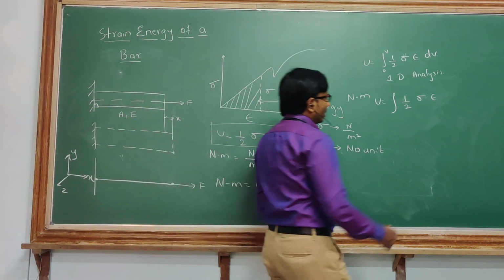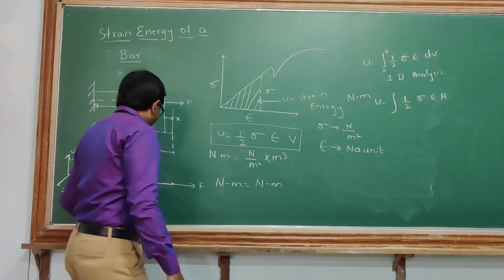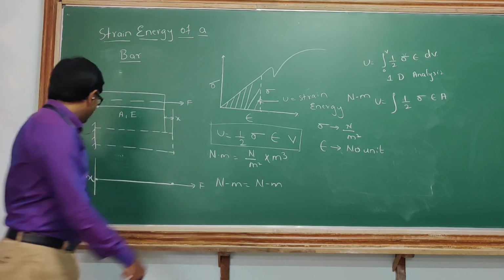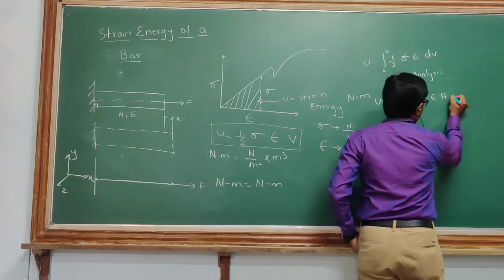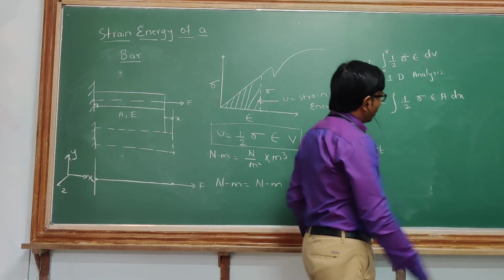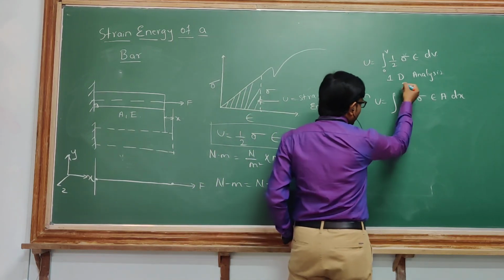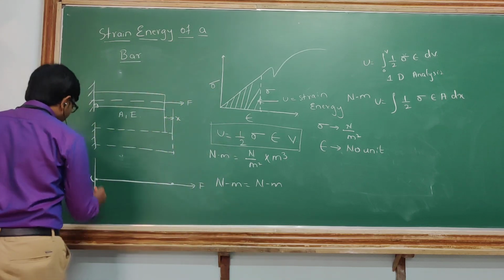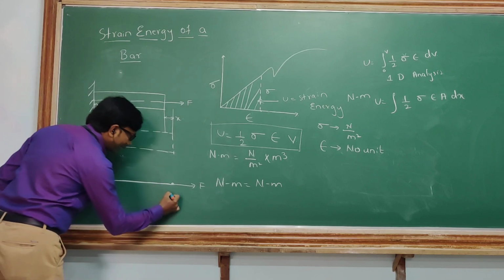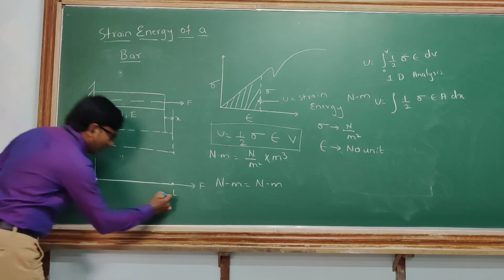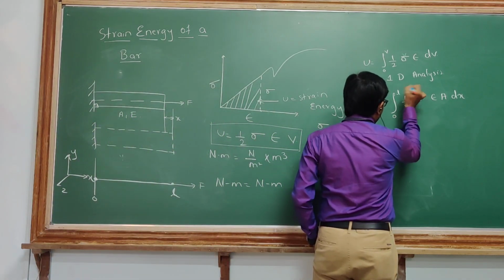So I will write the area as a constant term A. What is the changing term here? The length is the changing parameter, and in which direction? X direction. So the changing parameter will be dx. So what will be the limits? This point I will take as the starting point, which is 0, and this point I will take as the end point, which is L, or a small l. So it will be 0 to L.